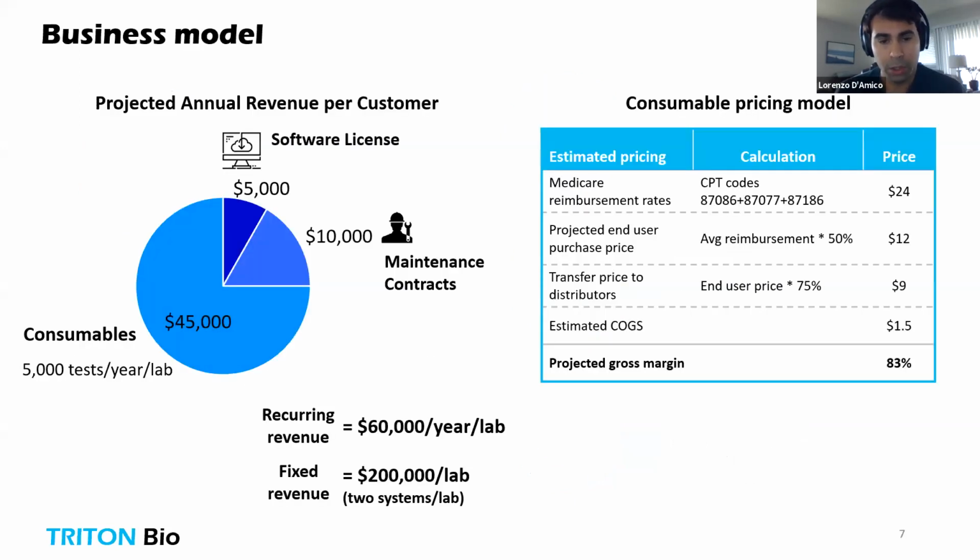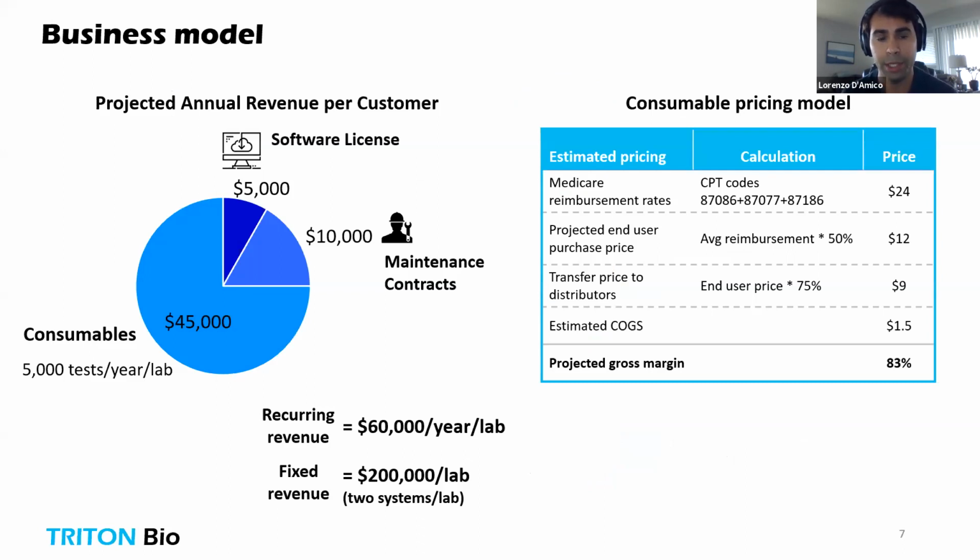So moving over to our business model, the way we see that the technology can be commercialized is there's a couple of different revenue streams, mostly driven by the recurring revenue, which is consumables. So these disposable cartridges that would hold the sample as well as the reagents needed to run the assay.